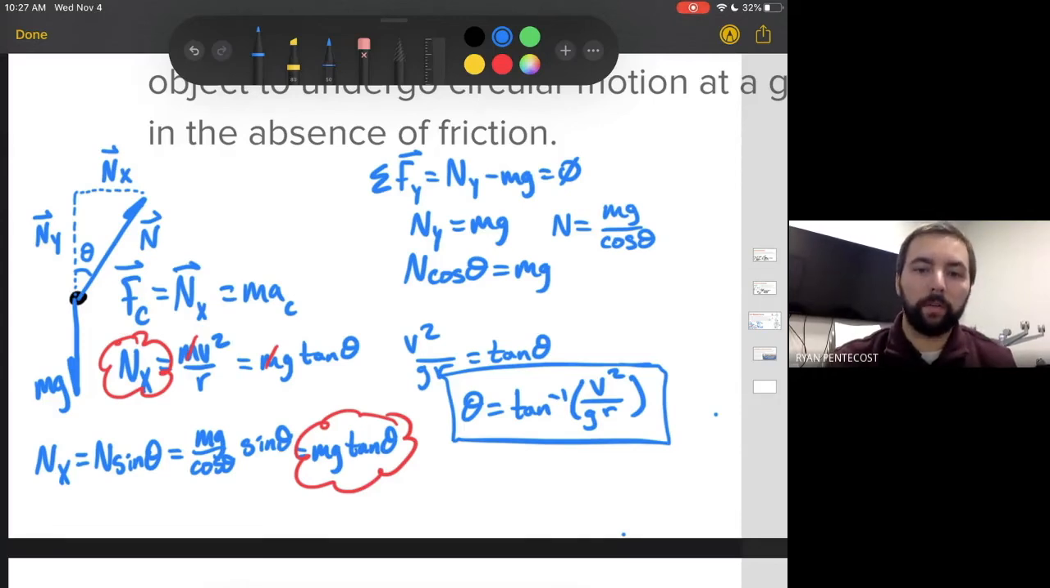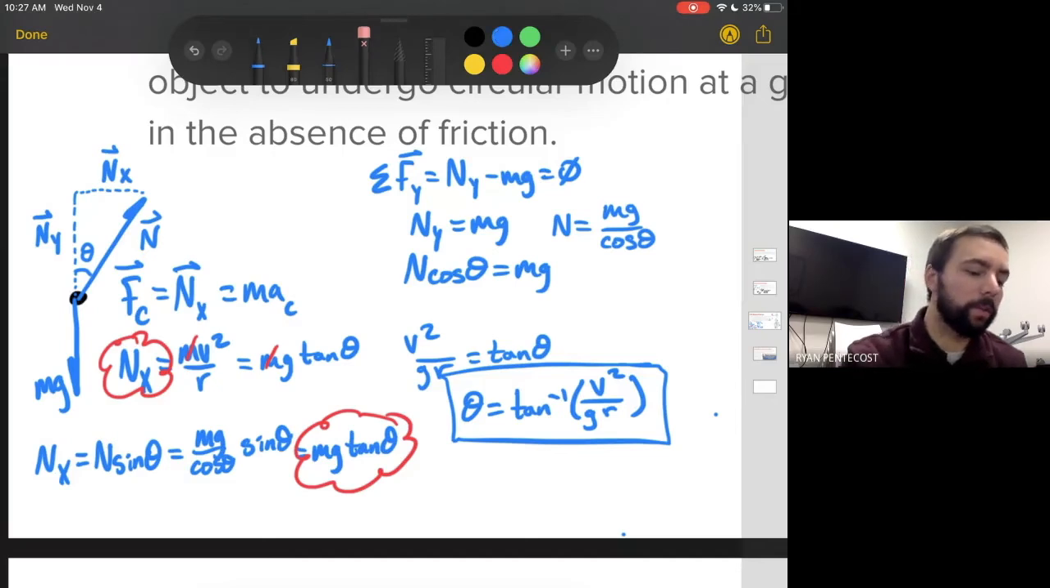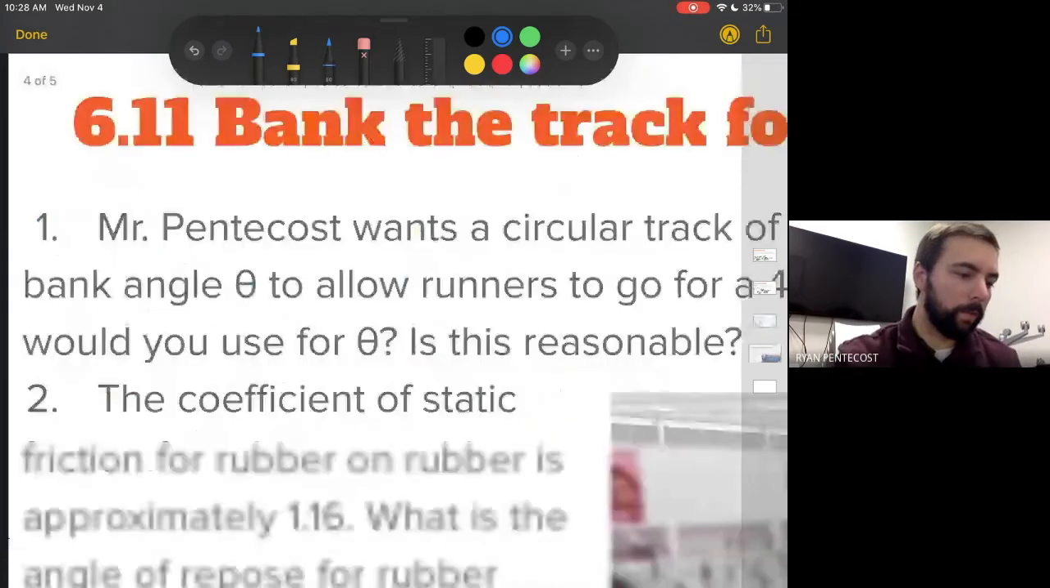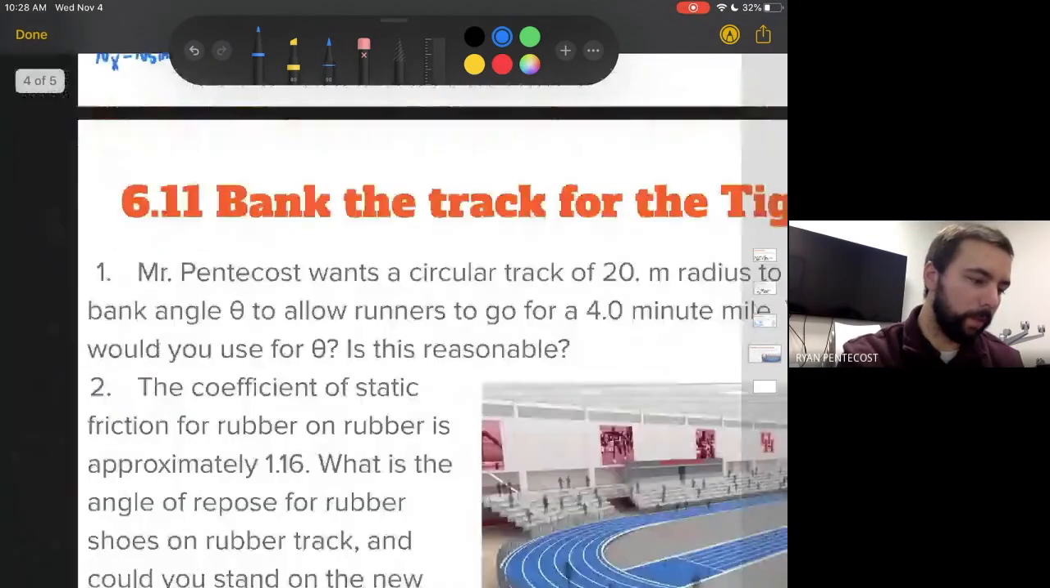if we want to neglect friction. And neglecting friction would just make the turn easier on us. Now, if you're going a certain speed v, then you can plug that in, and then you need the radius of your turn, and you can find the bank angle needed to undergo circular motion at any speed v without friction. Now, our last problem for this video.